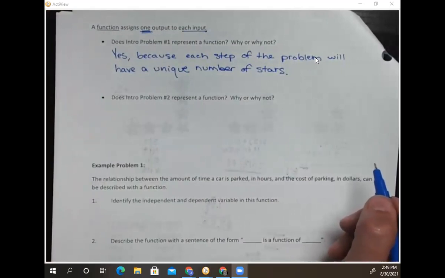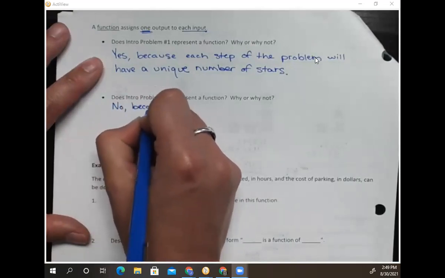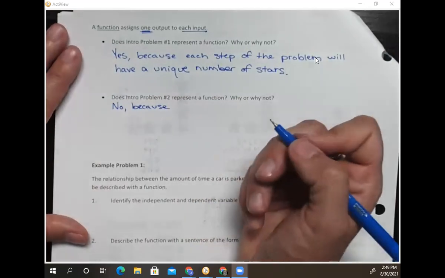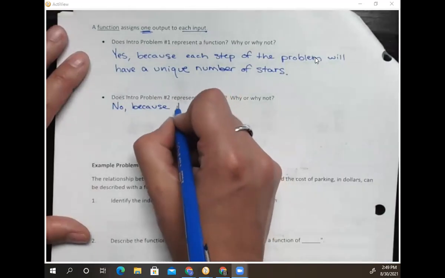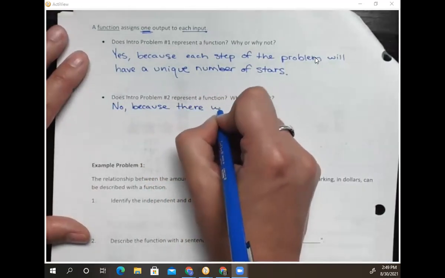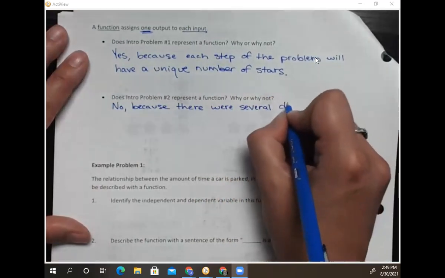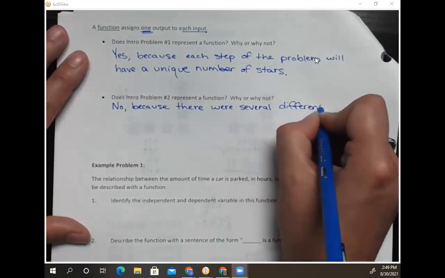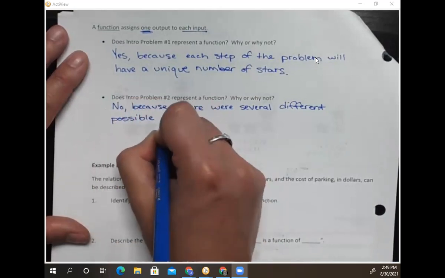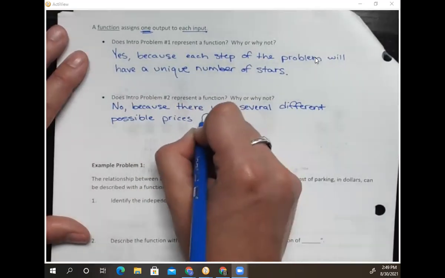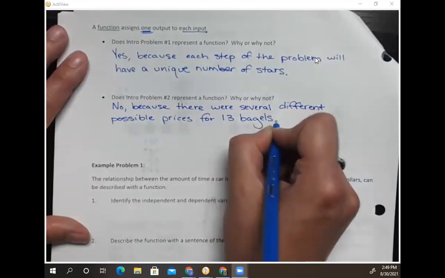Problem number 2 is not a function because we had several different possible prices for the same amount of bagels. Because there were several different possible prices for 13 bagels.